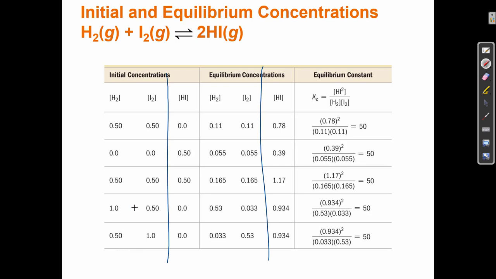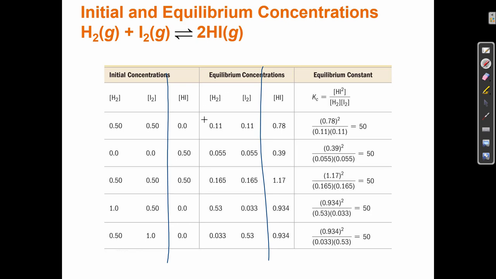I start off with totally different numbers. I get these totally different numbers. Plug them in, still get 50. So the equilibrium constant is kind of mathematically magic, it seems like. It doesn't matter what initial concentrations you start with. You'll always end with a set of equilibrium concentrations that when you plug them into this expression always gives you the same number.